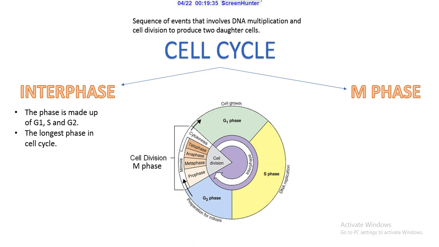So the cell cycle is divided into two. First is interphase and the second is the M phase. Interphase is made up of G1, S and G2. So here is the G1 phase, then the S phase and the G2 phase, and it is the longest phase in the cell cycle. If you can see the gap here, this is a long gap and this one is the shorter gap.